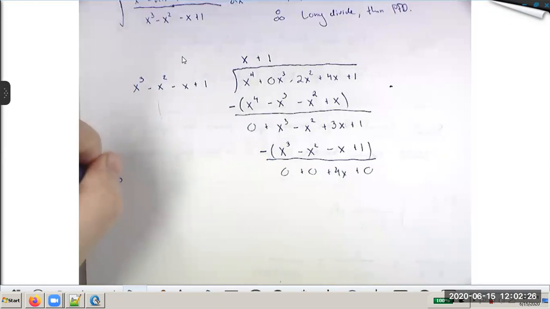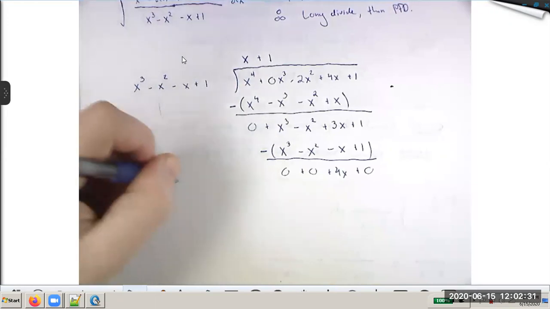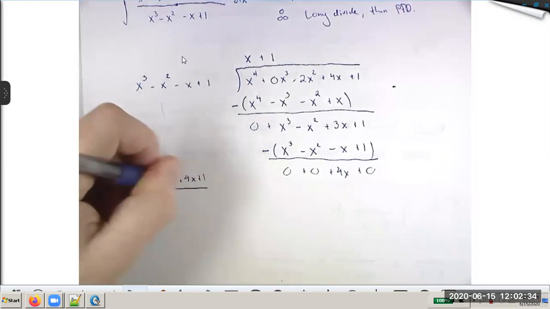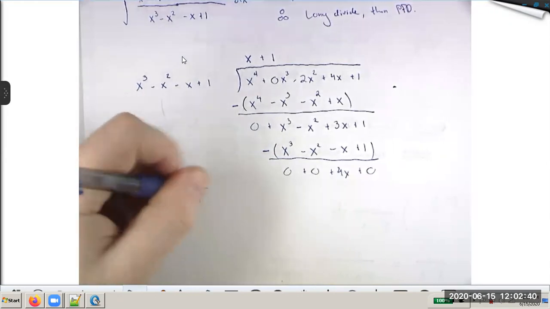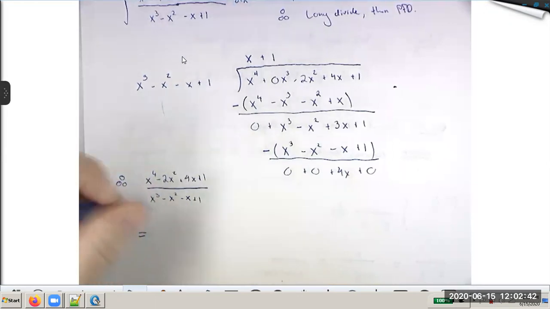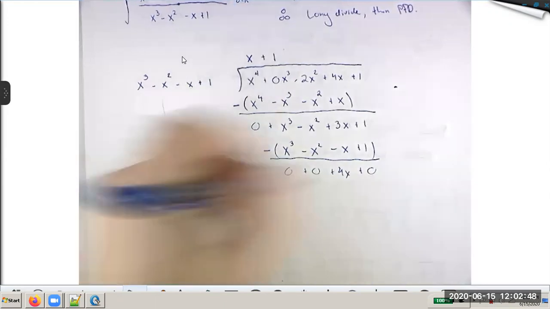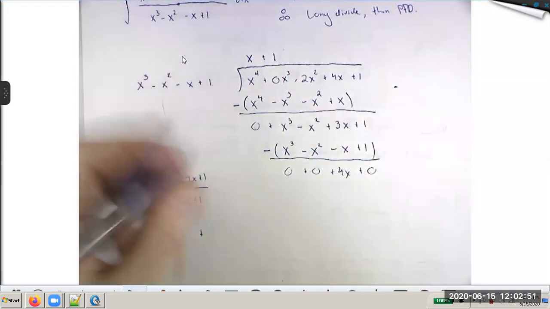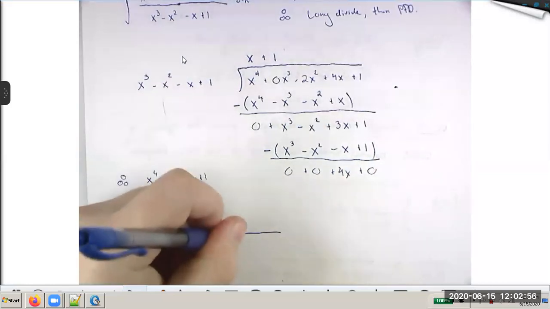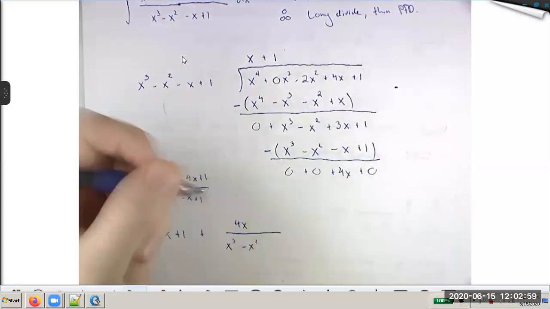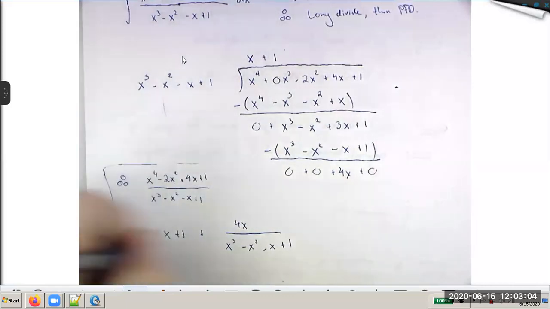What this tells us is that my function, x to the 4 minus 2x squared plus 4x plus 1 over x cubed minus x squared minus x plus 1, this is equal to x plus 1 plus this remainder over this denominator. So plus 4x over x cubed minus x squared minus x plus 1. So this long division gets us here.